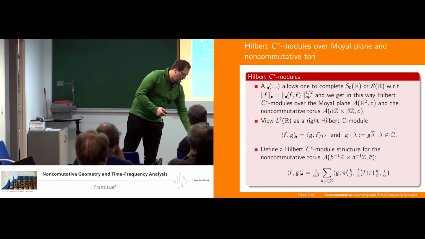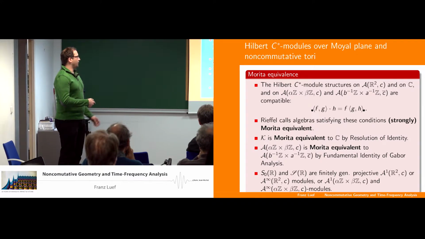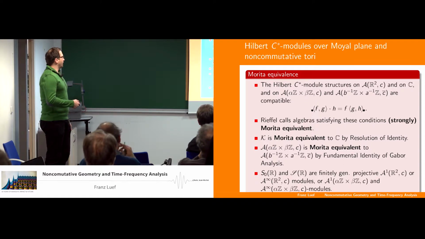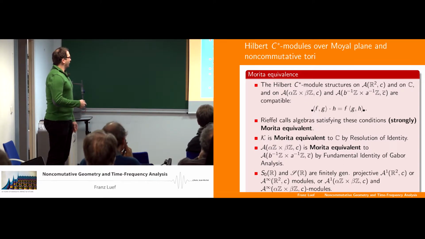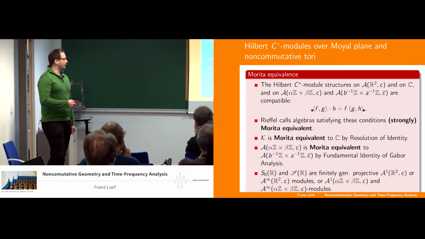And the very important thing is, and that's even for general C*-algebras, that every time you're in the setting that you have a module with two structures with inner products that behave in this way, then you call them Morita equivalent. And what we have actually, if you use these definitions, is the reconstruction formula that I wrote down in the beginning for the continuous case.